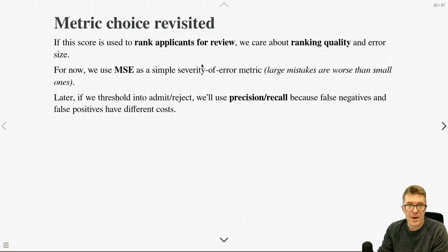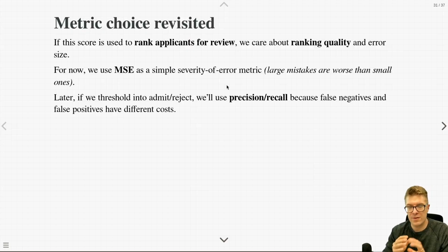So let's go back to the metrics choice. We've taken these measures, we've used this score, and the score is helping us rank applicants for review. We care about the quality and we care about error, right? We talked before about the error where you triage and discard a good applicant, and the error when you admit an applicant for further evaluation, which maybe you shouldn't have. We've talked a little bit about MSE scores as a simple metric.